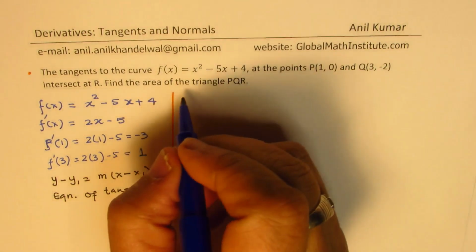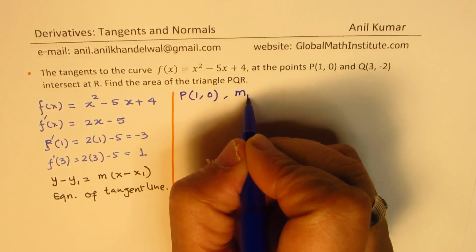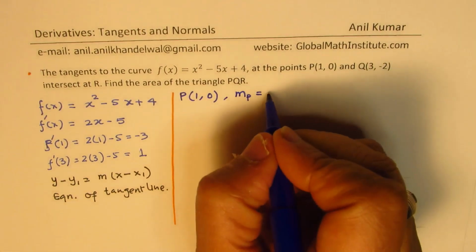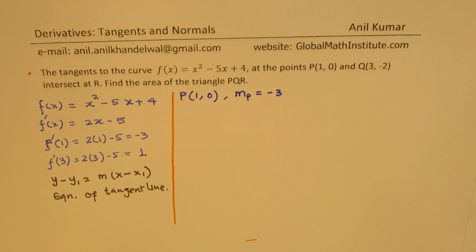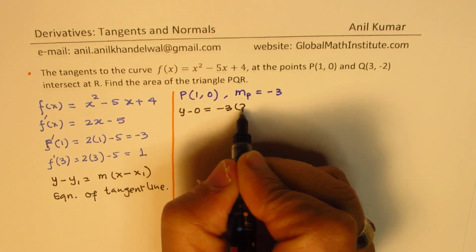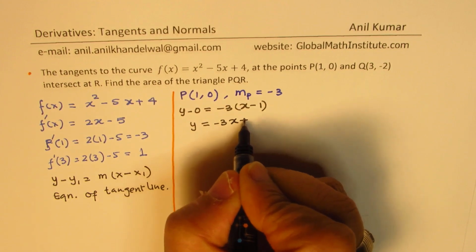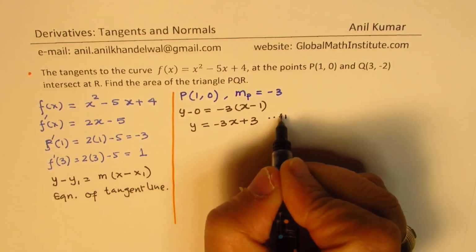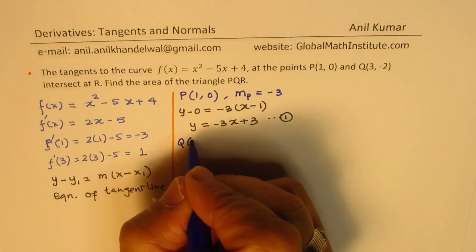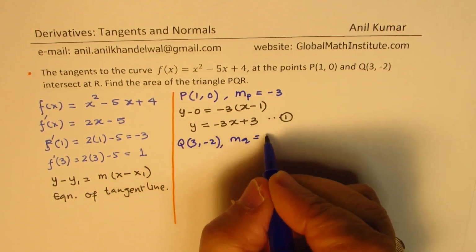So at point P, which is (1, 0), we find that the slope at P is actually equal to f'(1), which is minus 3. Right. So the equation will be y - 0 = -3(x - 1), or we get y = -3x + 3. So let's call this our equation number 1. Now let's consider the point Q, which is (3, -2). And the slope at Q is 1.